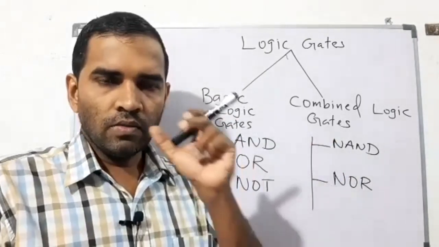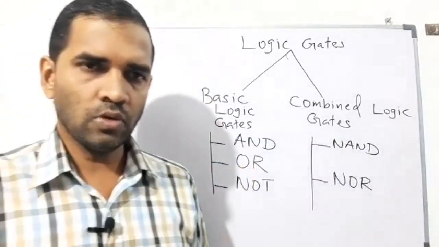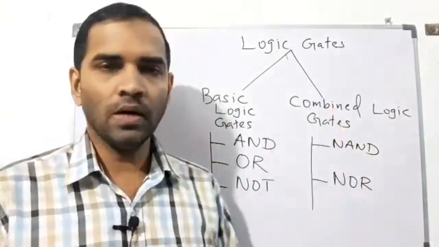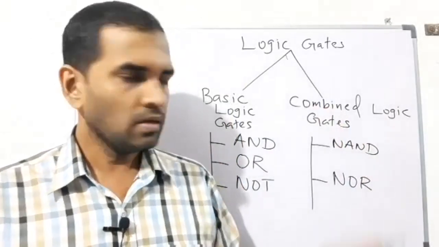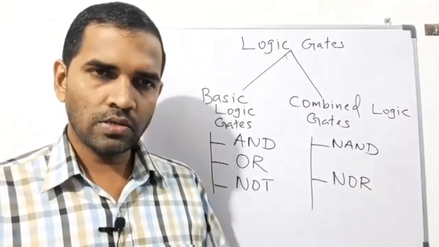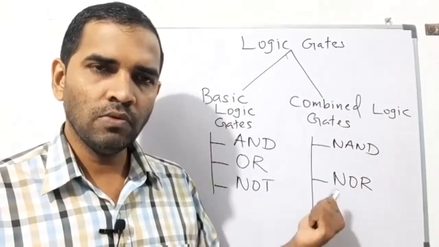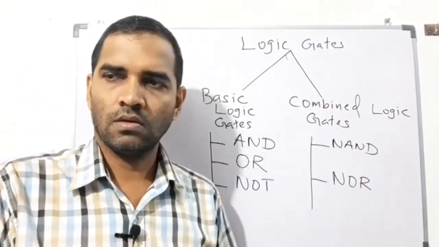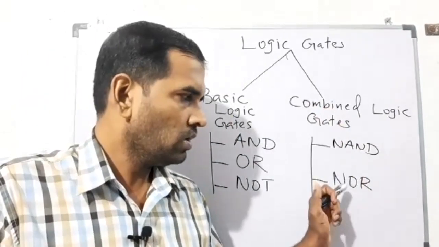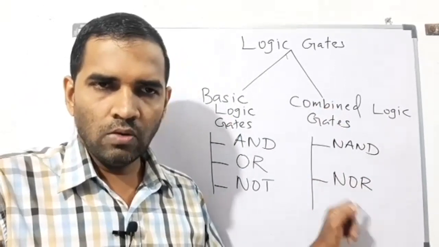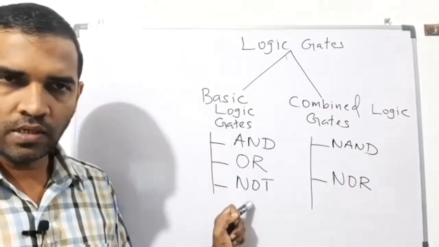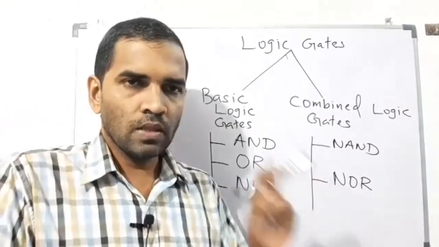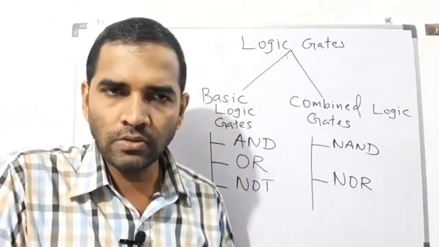So here, two gates are combined together. That's why it is combined. Clear? Look here, NOR gate. Now you can guess it. Tell me, what are the two gates combined here? NOT gate and OR gate. NOT gate is also a basic gate, and OR gate is also a basic gate. So here also two basic gates are combined together.